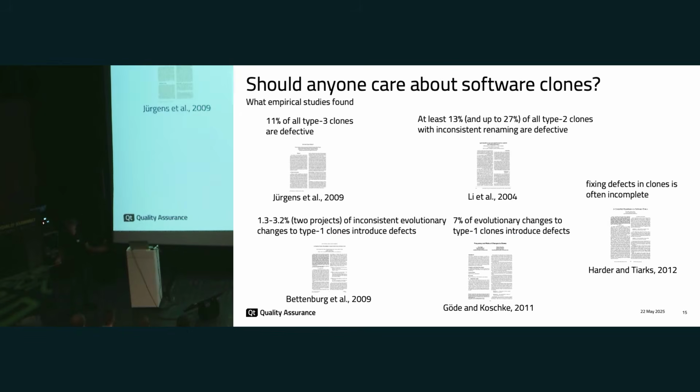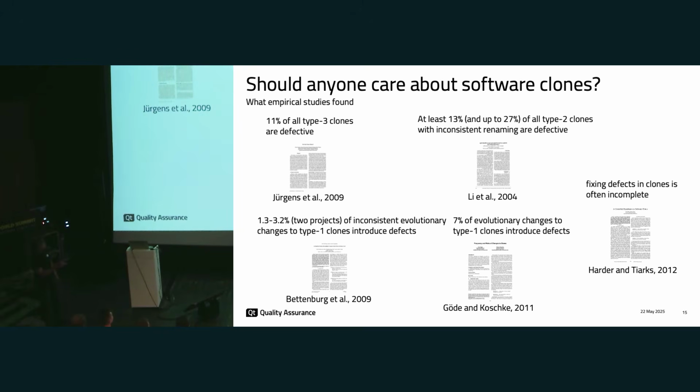And in fact, there are also, again, empirical studies. The example that I just showed you was taken from this study by Jürgens. They analyzed type 3 clones, clones where lines have been added, removed, or otherwise changed. And they found that 11% of those that they inspected turned out to be defective. And that was just an example that I presented, 11%.